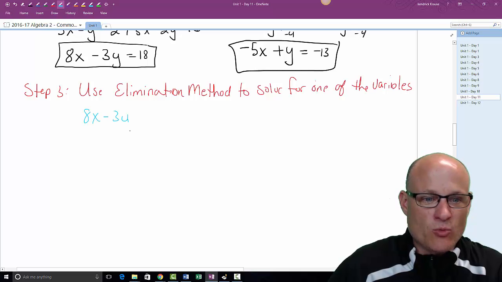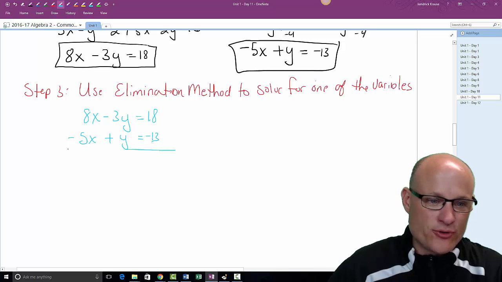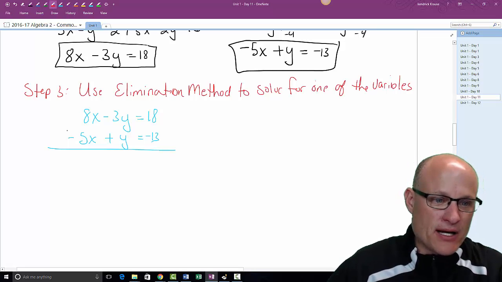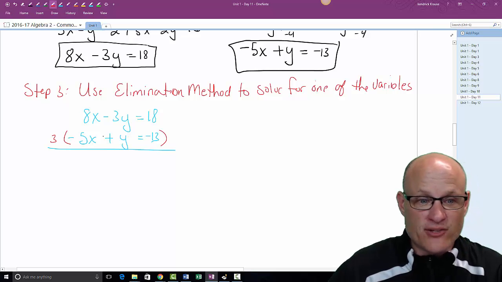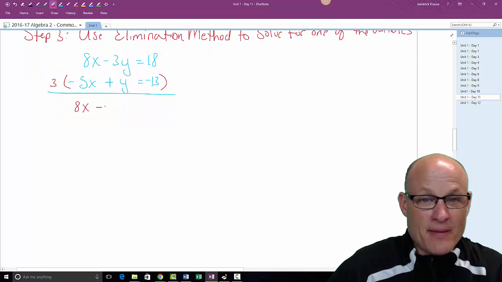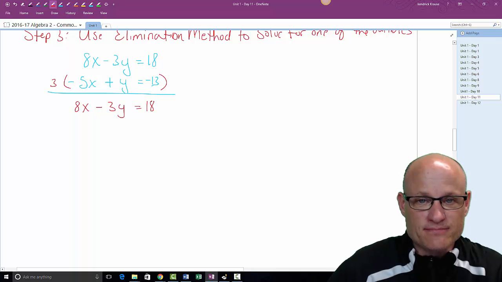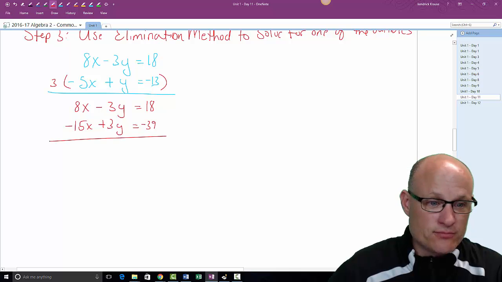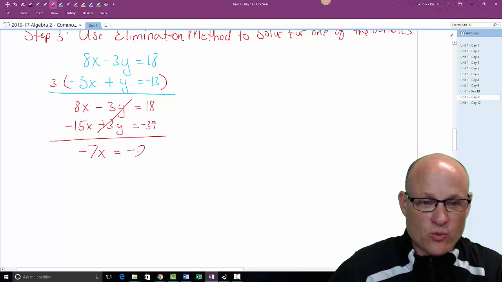8x minus 3y equals 18. Negative 5x plus y equals negative 13. I think the easiest thing to multiply by here would be 3, because that would give me positive 3y and negative 3y. So now I've got 8x minus 3y equals 18 and negative 15x plus 3y equals negative 39. These cancel, so I get negative 7x equals negative 21, or x equals 3.